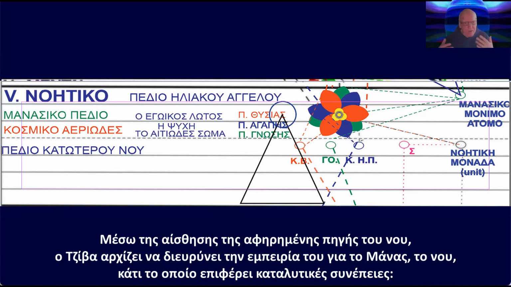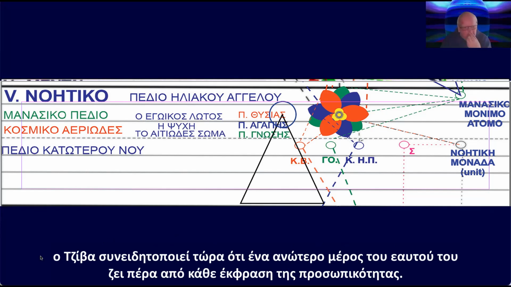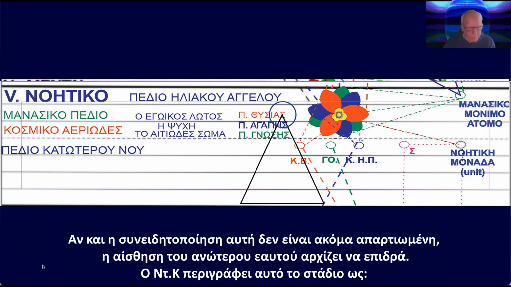Through the sensing of this abstract source of mind, the jiva begins to expand his or her experience of mind, of manas, which has huge implications. For the jiva now realizes that a higher part of him or herself lives altogether beyond personality expression. This realization remains unintegrated, but the sense of a higher self definitely begins to exert itself.